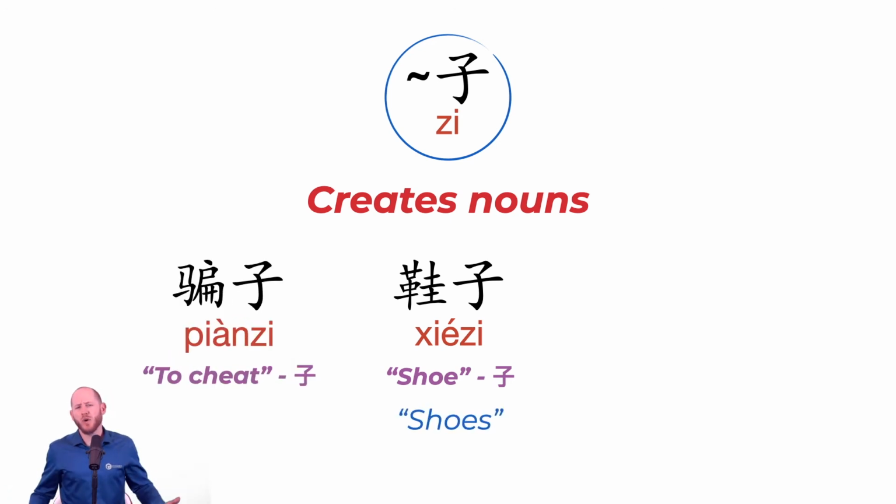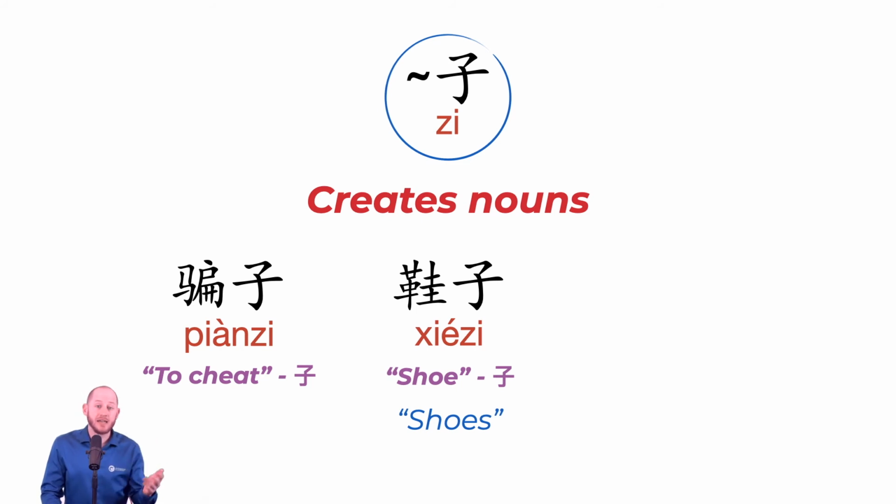Now, you might be saying, well, wait a second, why wouldn't you just say 鞋? And it's because of the same reason we talked about in part 1. Some characters are morphemes but not words, so they can't be used alone. 鞋 is one of those. You need to combine it with at least one other character before it can constitute a word.